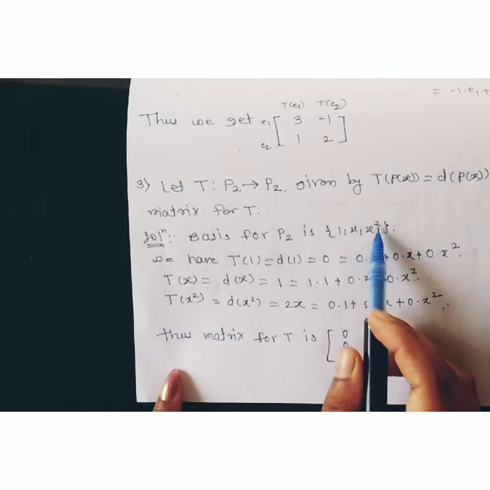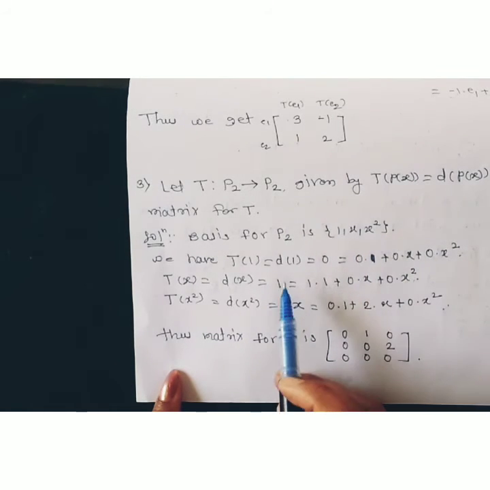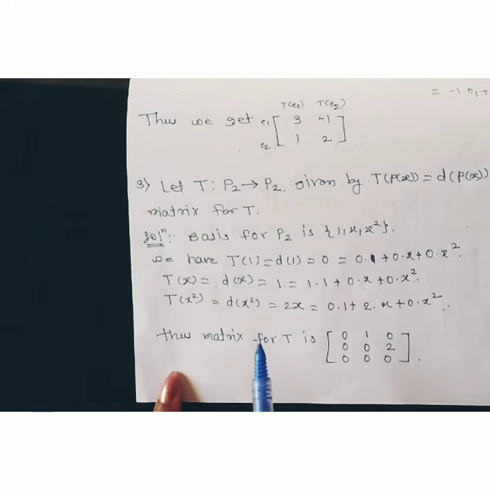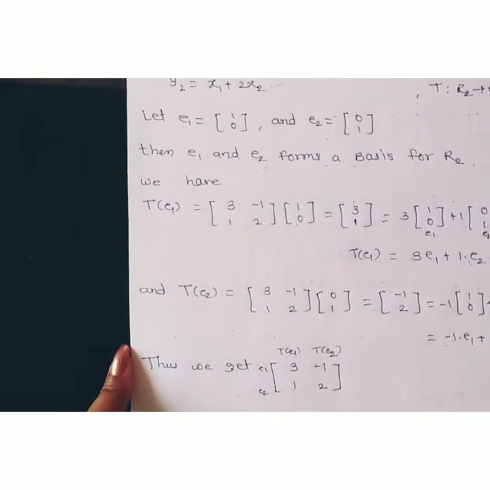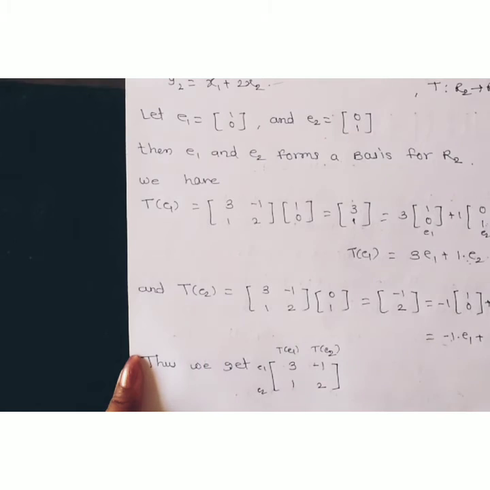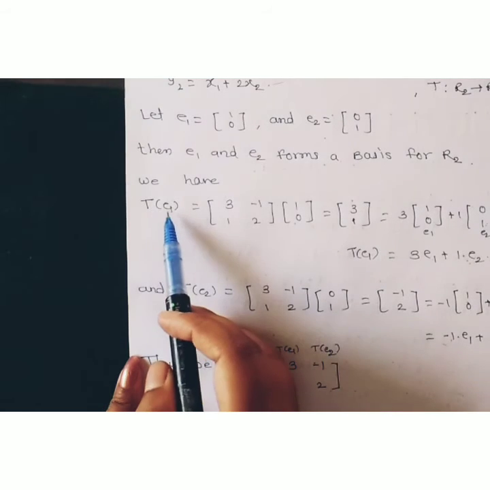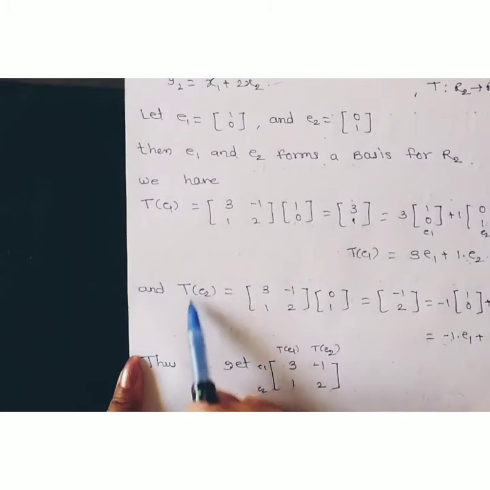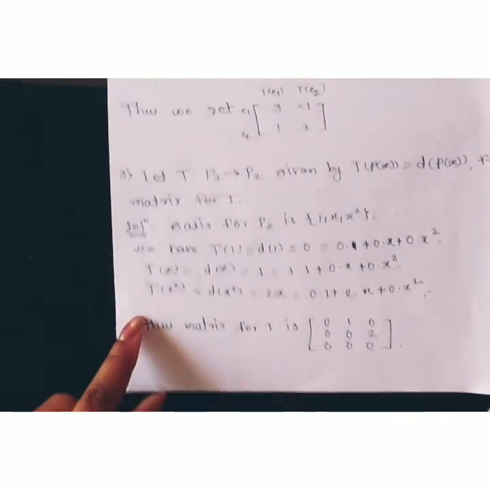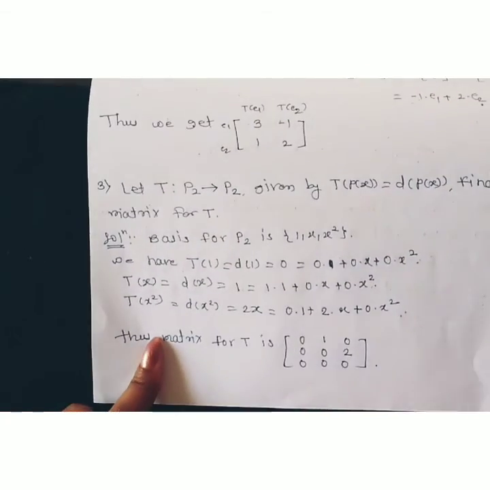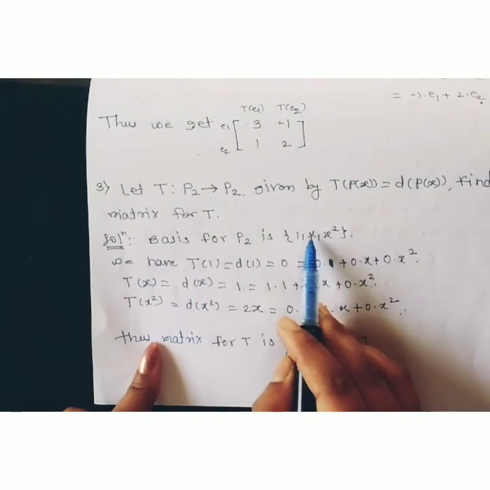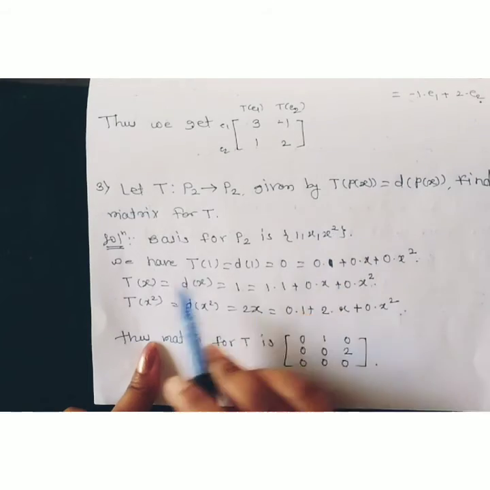How can it be calculated? I already discussed. Now for the transformation matrix, what do we have to calculate? Look at here, in the previous example we calculated T of e1 and then T of e2. Okay, T of e1 means what? e1 is the basis vector here and e2 is also a basis vector. Therefore here we have to calculate T of 1, then T of x, and then T of x square.